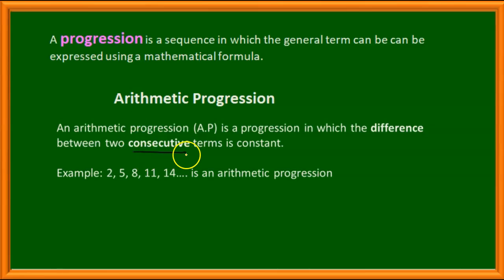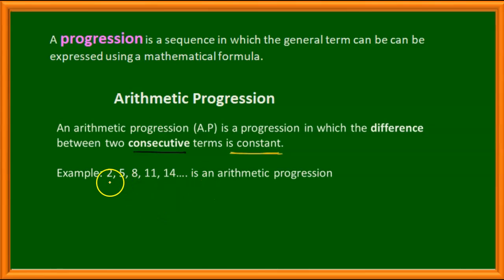So the difference between each pair of consecutive terms is called the common difference. That should be a constant. That means however many terms there are, the difference between consecutive terms will be a single number. That number is called the common difference.